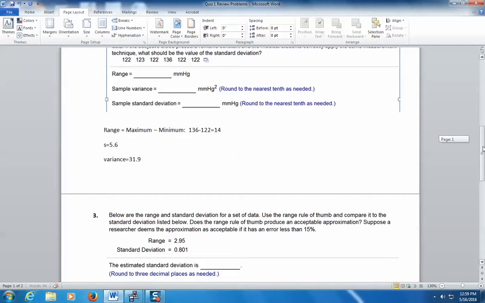Okay, next, oh, and by the way, I didn't label them because they're labeled in whatever your units are that you're using. All right, number 3.